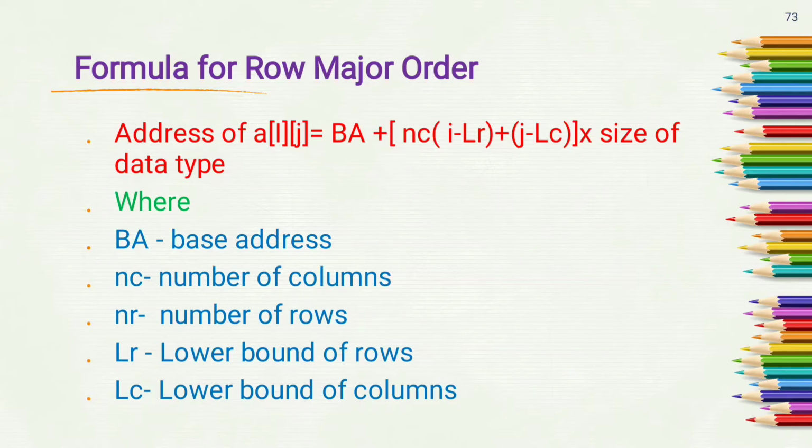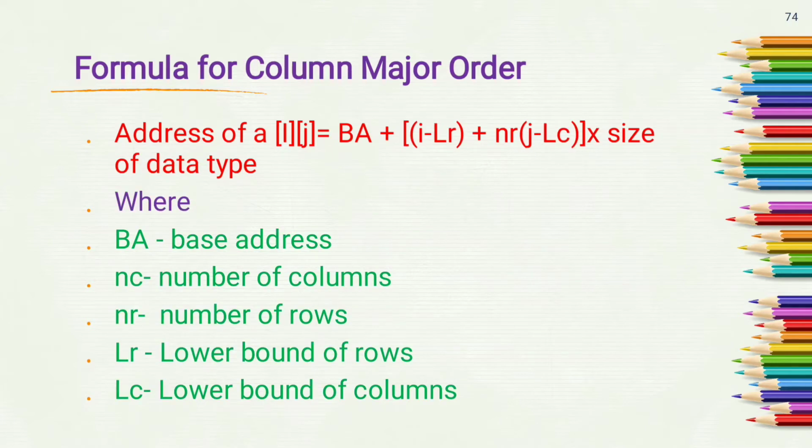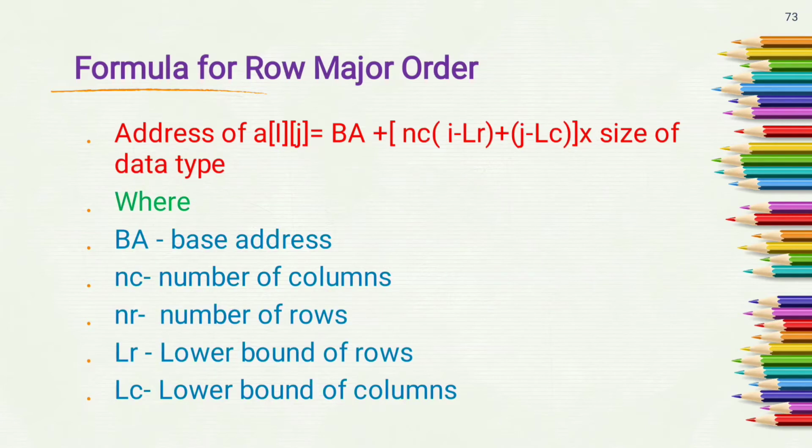So to calculate the address of aij, we have to know the number of columns, lower bound of row, lower bound of column and the size of data type. And the formula for calculating the address of aij element in column major order is base address plus I minus LR plus NR into J minus LC, into size of data type. Here the number of rows is multiplied with the lower bound of column, and here the number of columns is multiplied with the lower bound of row.